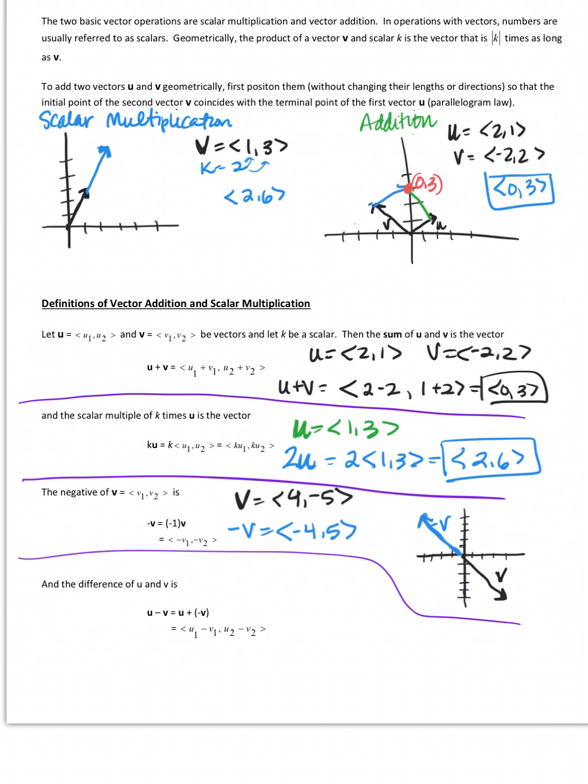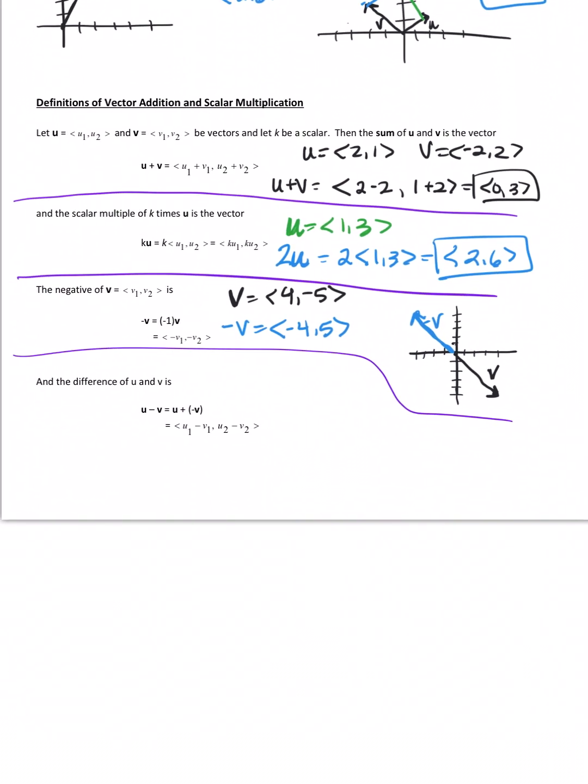And then lastly, we have the difference of two vectors. u minus v is equivalent to u plus the negative of v, okay, just like any difference would be. And so notice what's happening here. We subtract the first terms, the x terms, and subtract the y terms. So let's try one of these.